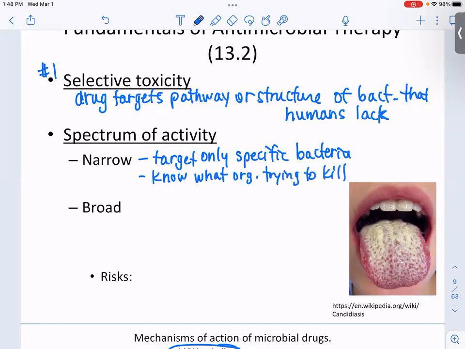Oftentimes, say a patient has pneumonia. Oh my gosh, there's a whole bunch of different things that could be causing that pneumonia. An ear infection, all different things. Urinary tract infections, lots of organisms cause those. Strep throat, there's pretty much one. So it might make sense to use an antibiotic that only targets that streptococcus. Sometimes it makes sense to use a broad spectrum antibiotic, one that targets a variety of bacteria.